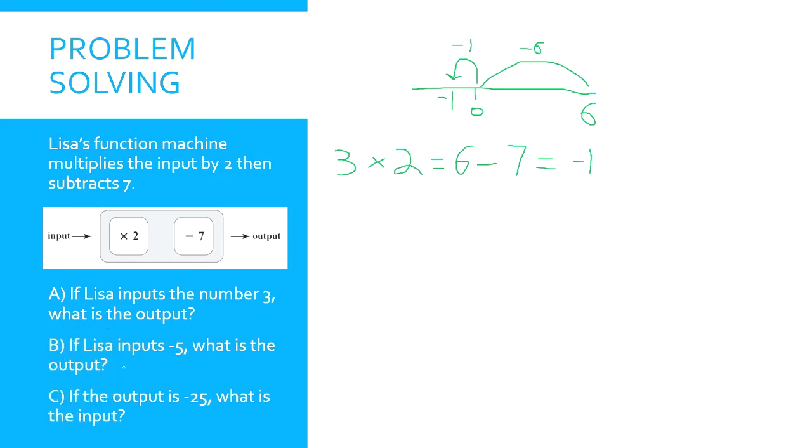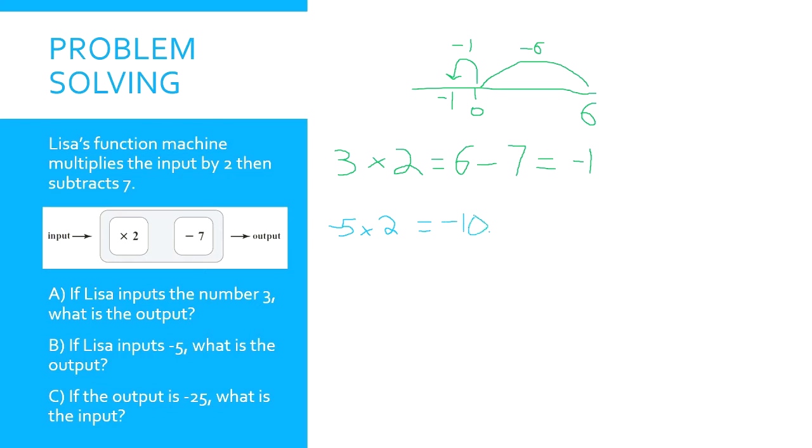For question B, we're being asked if Lisa inputs negative 5, what is the output? So I'm going to complete this question using exactly the same stages as I did with this example with the positive number. So I'm going to do negative 5, and I'm going to multiply that by 2. You may already be screaming at your screen that the answer to that is negative 10. We know that's the case because I'm doing negative 5, and I subtract another 5 from it to get the answer of negative 10 here.